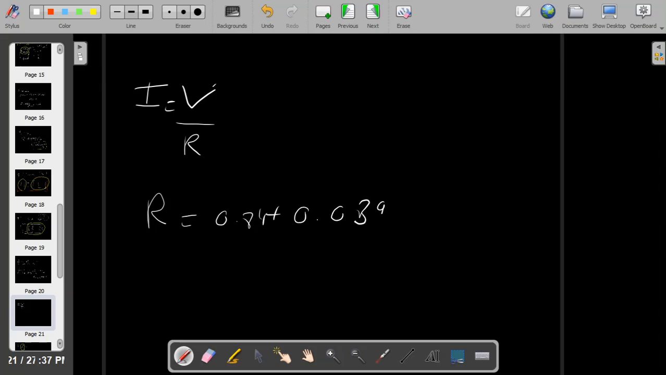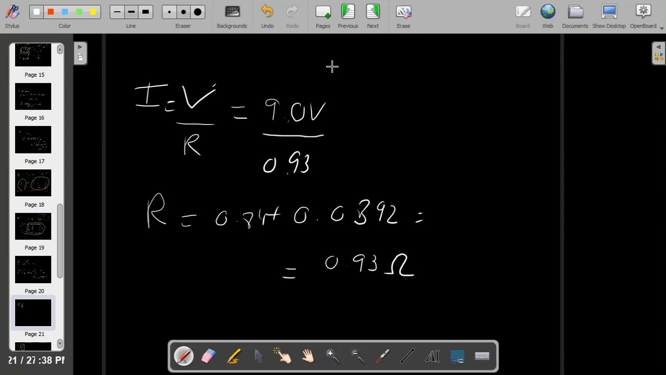My numbers are coming up. We're 92 ohms. Add them up, and you should get a resistance of 0.93 ohms. Now I have everything I need to put it in my formula right here. That's 9.0 volts that was given to me, and I found the resistance to be 0.93 ohms. Okay, the amps is going to be my answer right here, and that's 9.7.